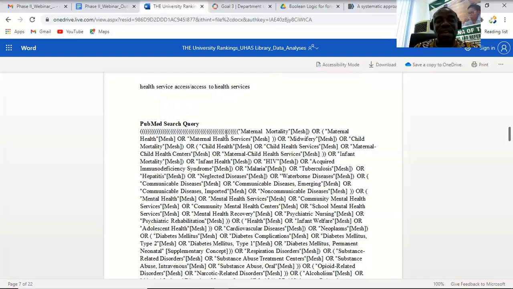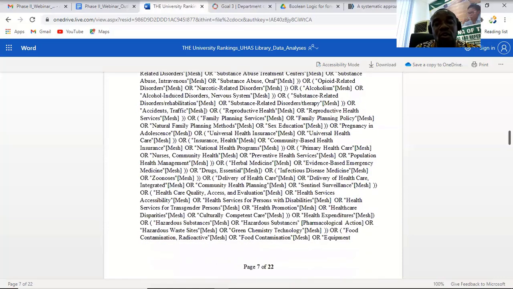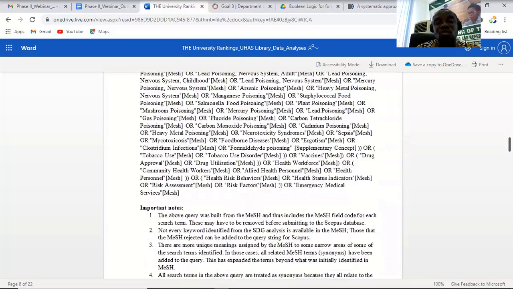We did that. And so you can see all these terms that you are seeing here, maternal mortality, it was actually pulled from the MeSH. But one thing I want to observe is what operator we're using here. We're using the OR operator for all these many terms that you are seeing here. Maternal mortality or maternal health services or midwifery or child mortality or child health services or. Why were we using the OR for all these? That's a tall, you can see, that's a tall query.